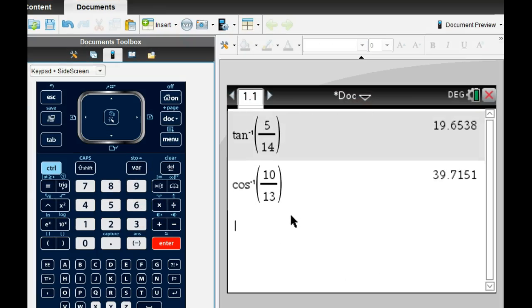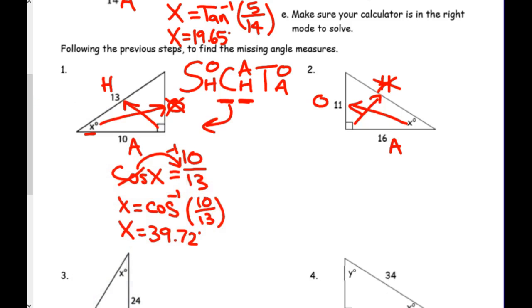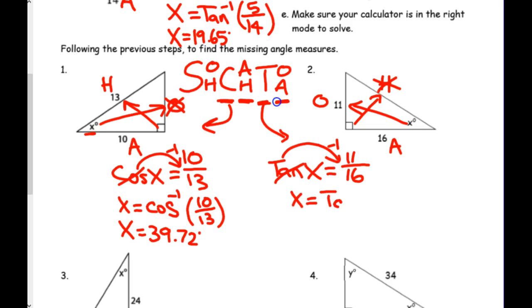Okay. Now, everybody, on number 2, let's do it. Number 2 has O and A. Which one's O and A? Right here, O and A has to be T, which means tangent. Okay, so tan, what's the angle? X equals what over what? 11/16. Tan needs to go away. What do we do? It goes to the other side. It becomes an inverse tan. So X equals tan inverse 11/16.